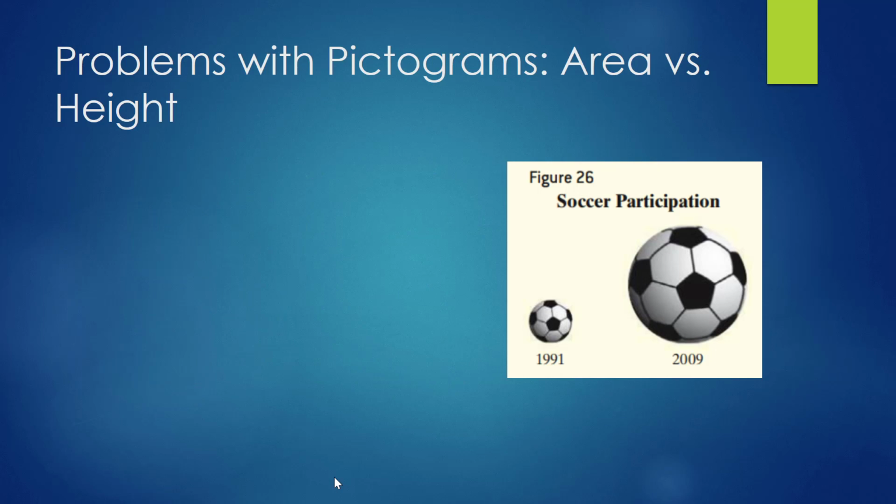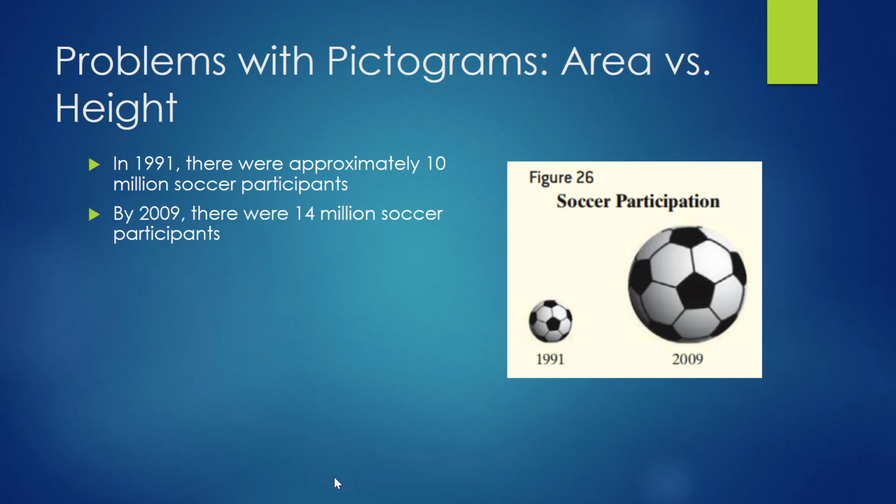Problems with pictograms, area versus height. In 1991, there were approximately 10 million soccer participants. By 2009, there were 14 million soccer participants. Does this image accurately represent these values? Why or why not? Pause the video, write down your thoughts, and then unpause it to see if you were correct.